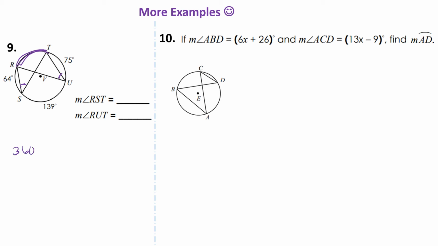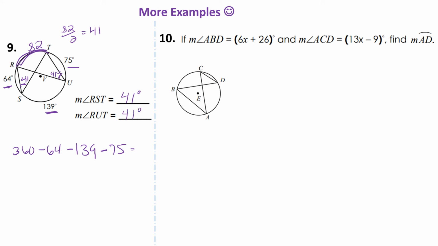I know there's 360 degrees in a circle, so if I do 360 minus 64, minus 139, minus 75, I get 82 degrees. Since arc RT is 82, the inscribed angle would be half of that, so I divide by 2. That gives me 41. So RST and RUT are congruent. They both equal 41 degrees.